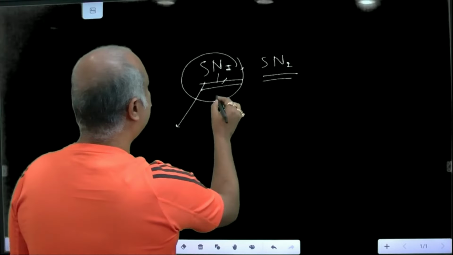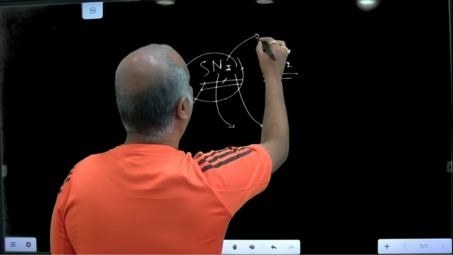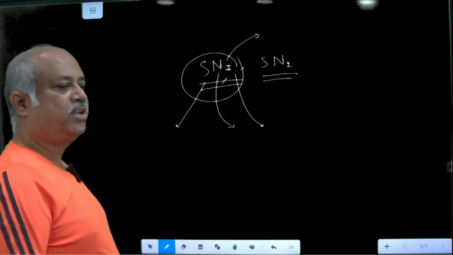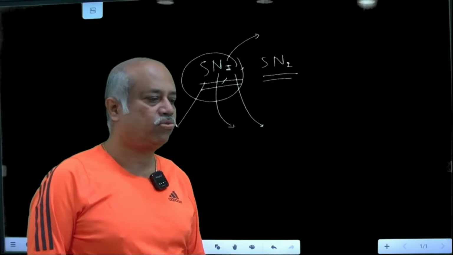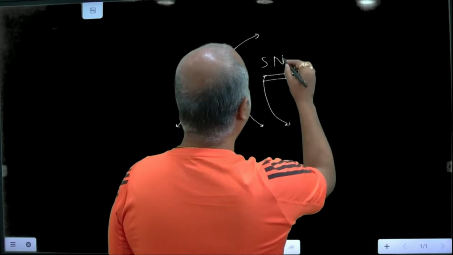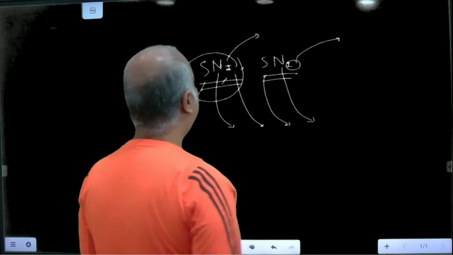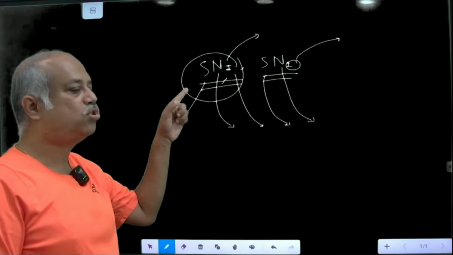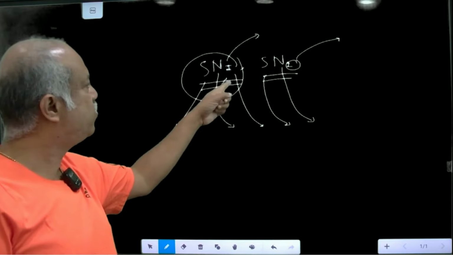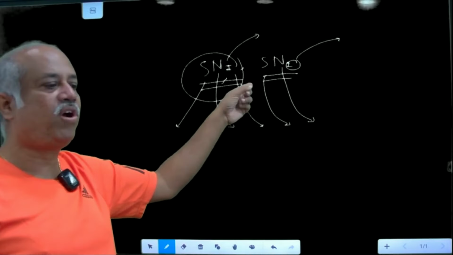SN1 is substitution nucleophilic unimolecular. One means unimolecular. The second one is SN2, substitution nucleophilic bimolecular.